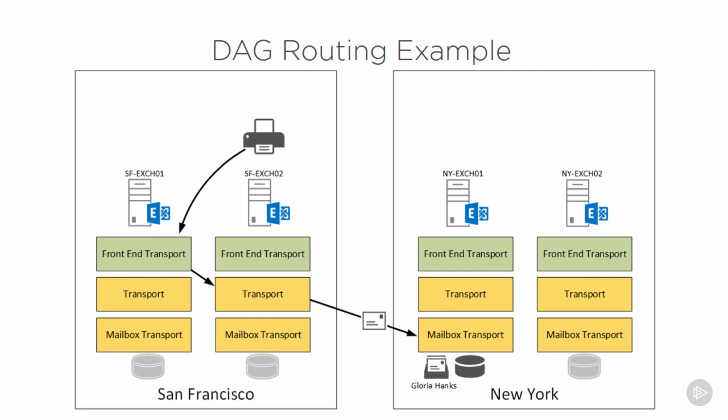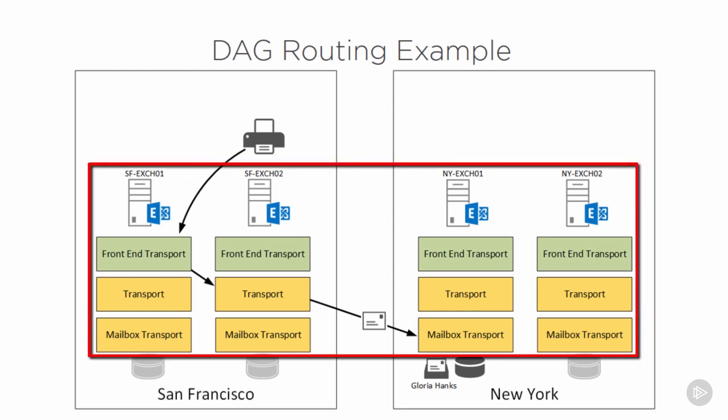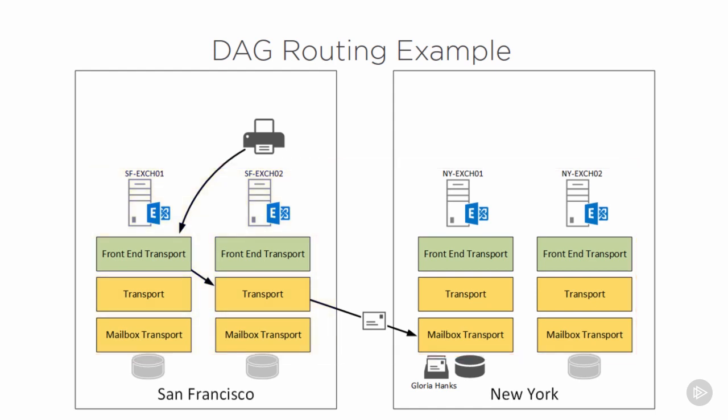Well, what about if there is a database availability group involved? The routing destination doesn't change. That's still the database hosting the mailbox, wherever that database is active in the DAG. But the delivery group changes because a DAG is a delivery group, and front-end transport will prefer a DAG member in the local Active Directory site. So in this case, front-end transport would route the connection to one of the DAG members in San Francisco. The transport service on that DAG member can then route the email to the mailbox transport service of the DAG member hosting the active database.